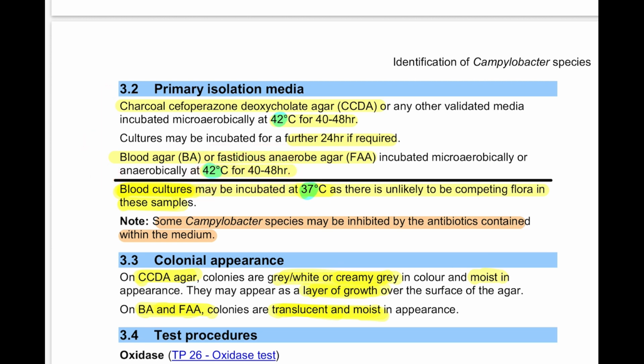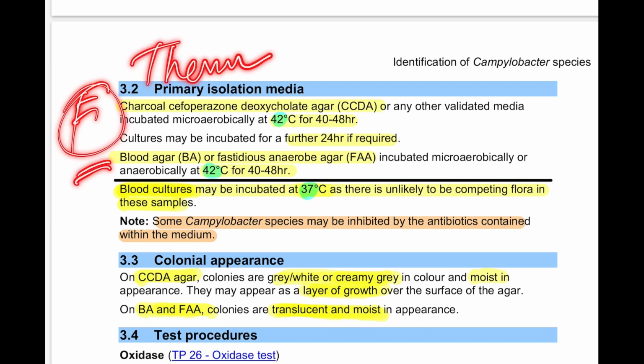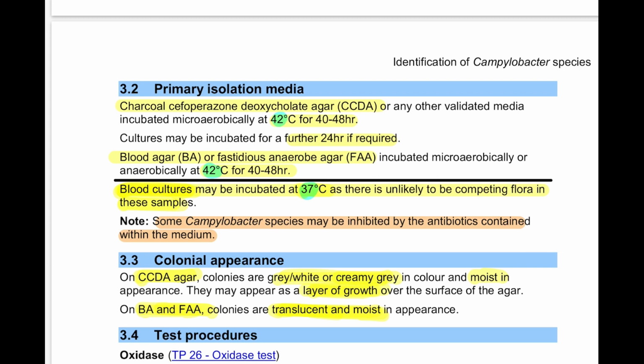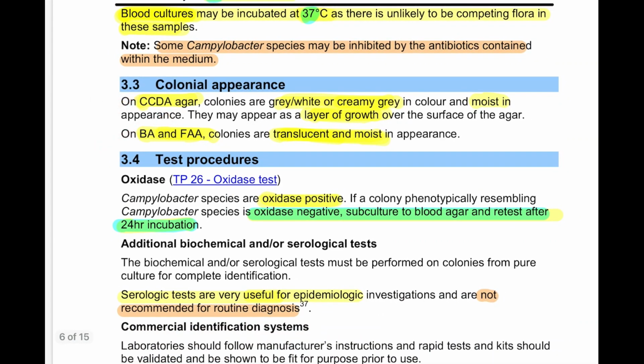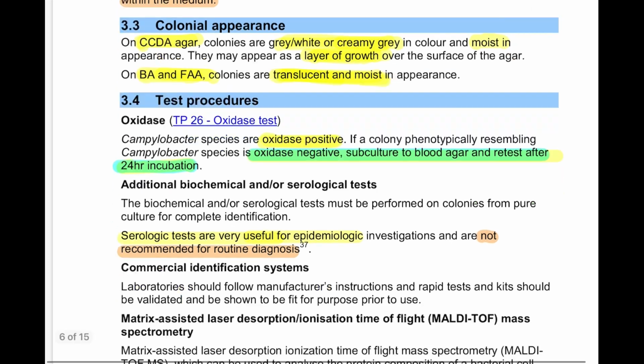This is good if you are using it from diarrheal or fecal samples, then obviously these are usually thermophilic strains and you should grow them at 42. But if the sample is blood culture, then they are incubated at 37 because it could be due to anything, and these species can also grow at 37 degrees centigrade. So always selective and non-selective, both are grown. On CCD agar you will see gray white moist colonies, and on blood agar or fastidious anaerobic agar you will see translucent and moist colonies.